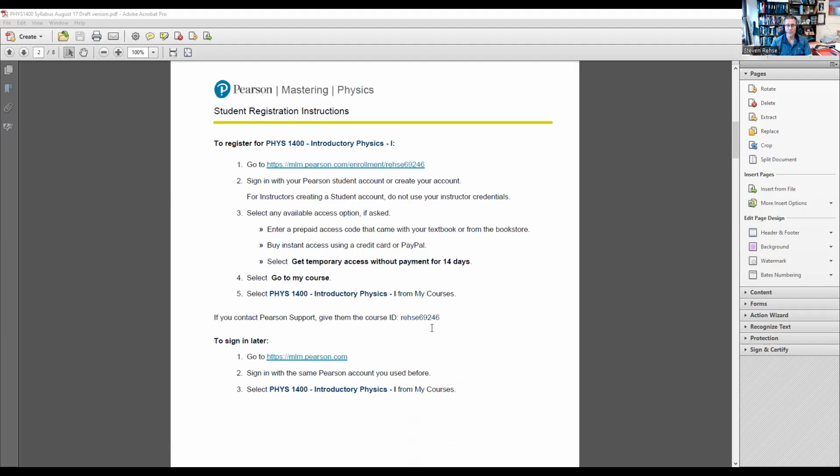Note that this is specific to my course. Mastering Physics is not just some website that you go in and say, oh, my cousin had an account from a year ago, so I'll just use that account. No, it doesn't work that way. What you are doing is enrolling yourself in a course I have created, and that's why you have to have this course ID. Rehse 69246 is the specific PHYS 1400 course I'm using.